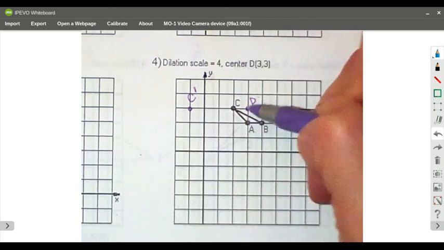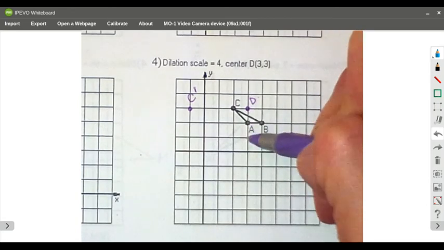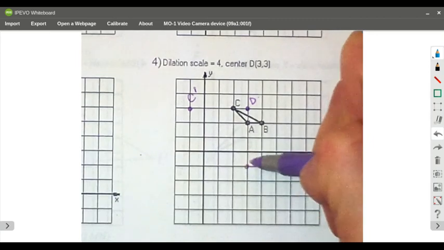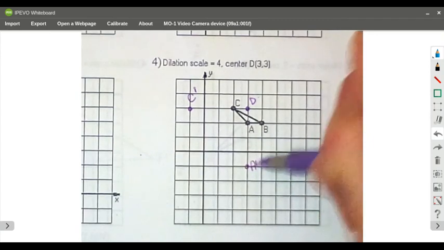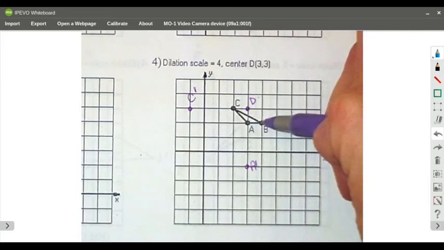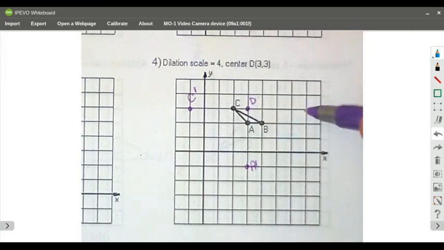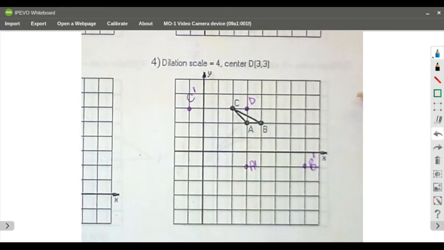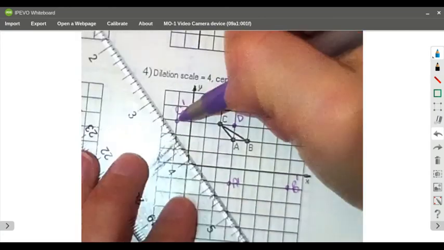A is 1 unit down from D, so A prime is going to be 1, 2, 3, 4 units down from D. B is right 1, down 1, so B prime is going to be right 4, down 4. And that's it.